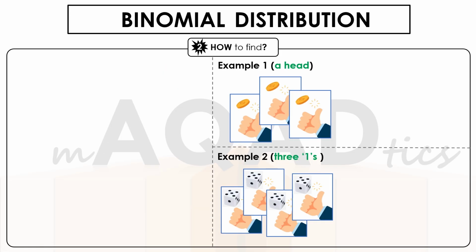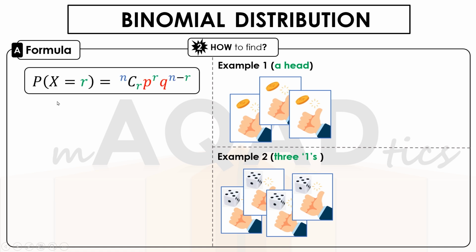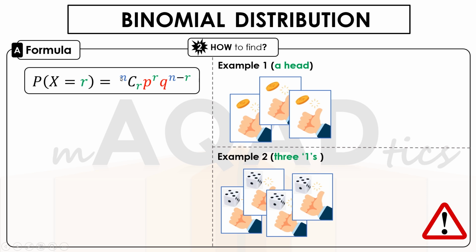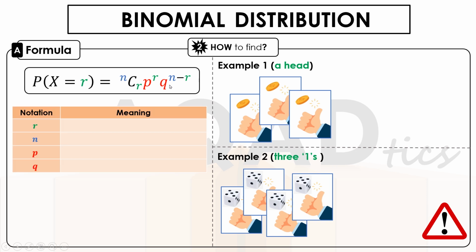To find probabilities, you will have 2 ways. The first way is to use the formula, which is given in the formula sheet. There's another way that I will explain in the next video. So here, let's understand what R, N, P and Q are. Four unknowns. The first unknown, R, is the number of successes. If we use this example, the number of successes would be 1 because we just need to obtain 1 head. N is the number of trials, so here would be 1, 2, 3. So our N is 3.